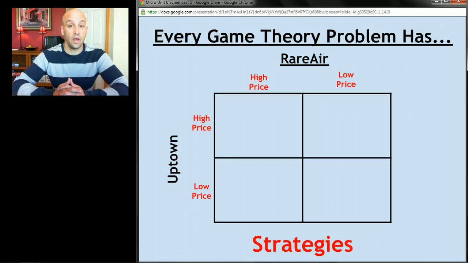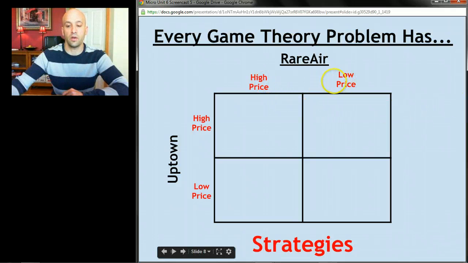Every game theory game has strategies. Again, those are the choices. And in this game, it's whether to pick a high price or a low price. So I'm going to put each of those strategies up here. Here's Rare Air picking a high price and Rare Air picking a low price. Here's Uptown doing the same thing, high price and low price.